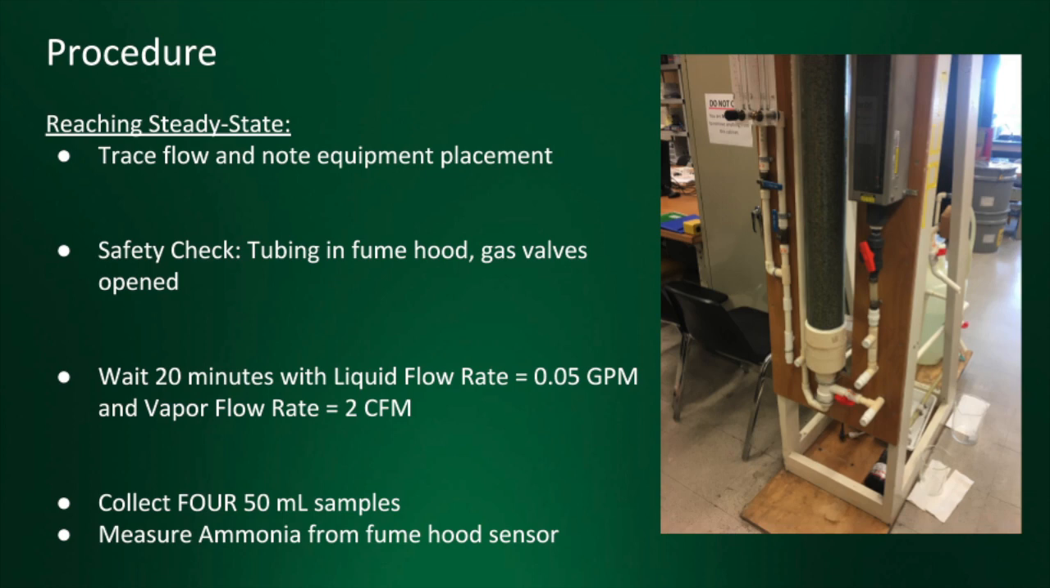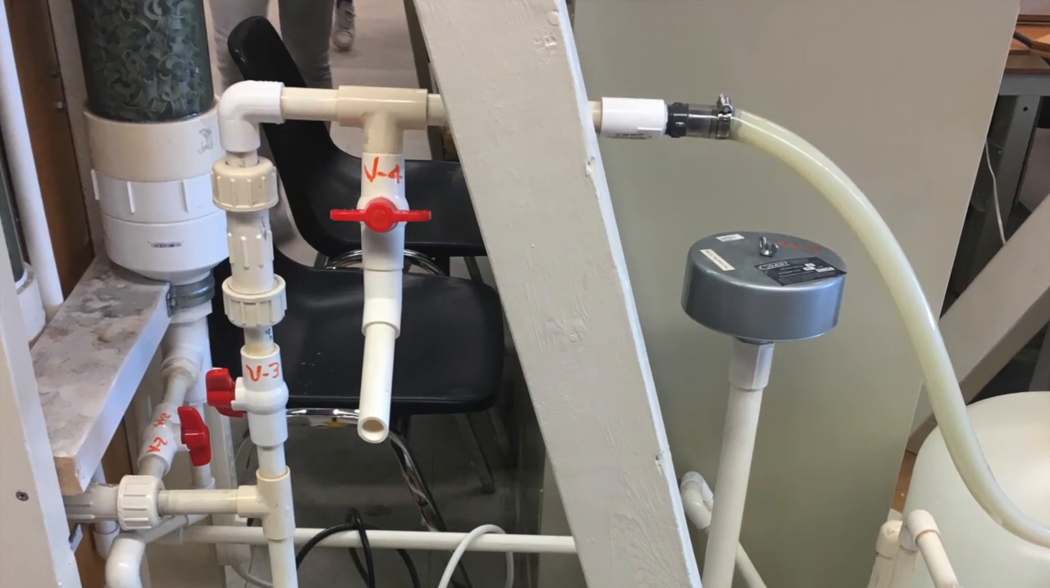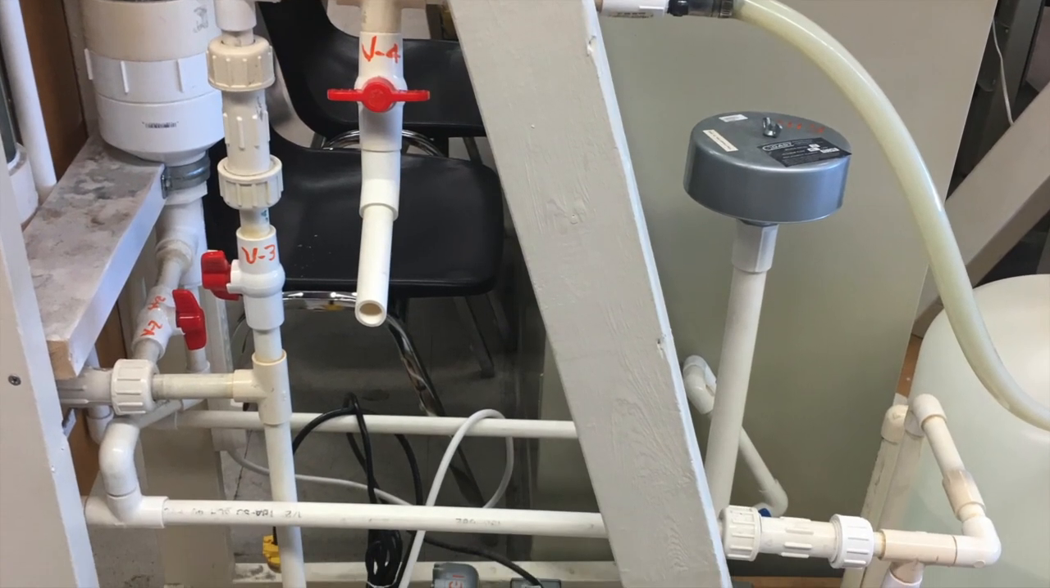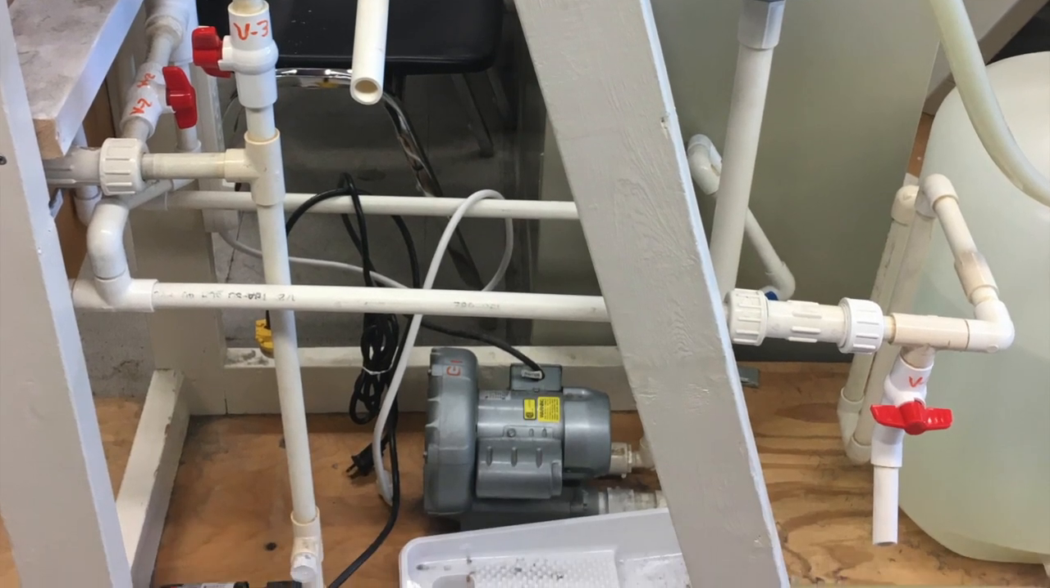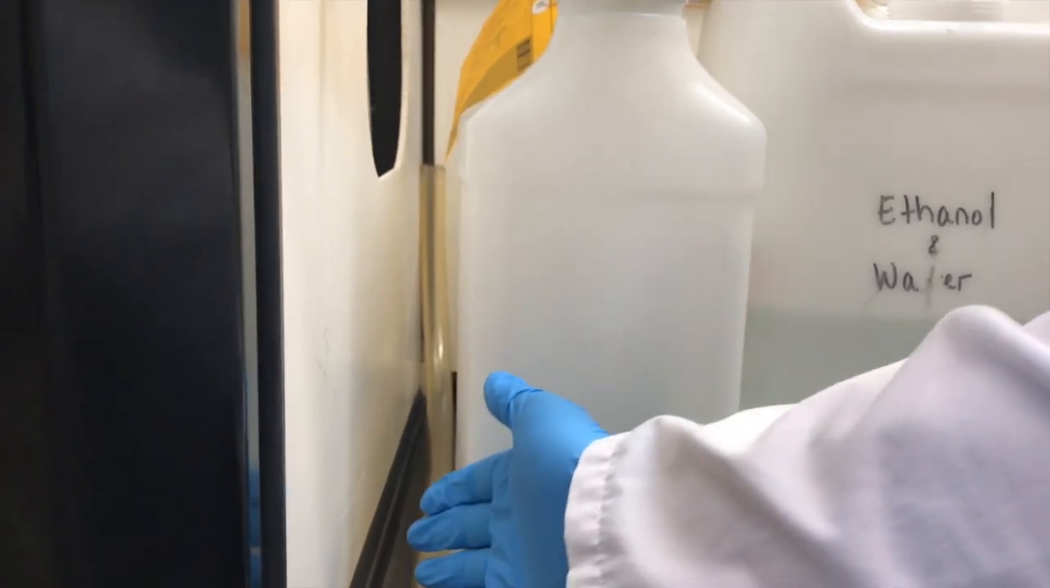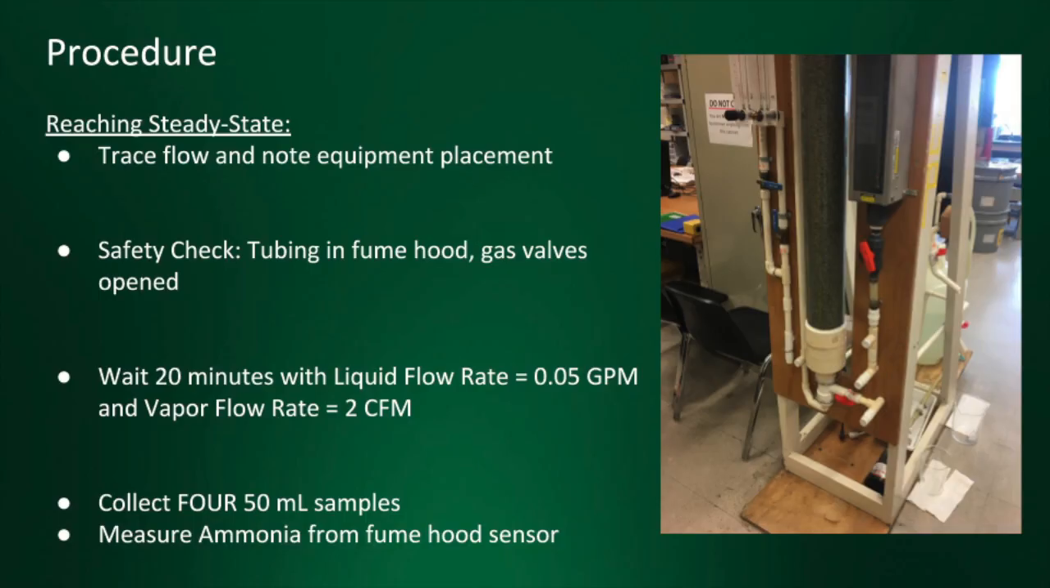The procedure for this lab will be broken up into 3 parts, the first of which will be allowing the column to reach steady state. Before you begin, you'll want to note the placement of each of the valves, pumps, and equipment to ensure that you understand the flow of the vapor and liquid throughout the process. After this, you'll ensure that the gas outlet tubing is placed in the hood. This will ensure that no ammonia will be released into the room. Additionally, you'll check that the gas valves and meters are open to ensure that the equipment won't be damaged.